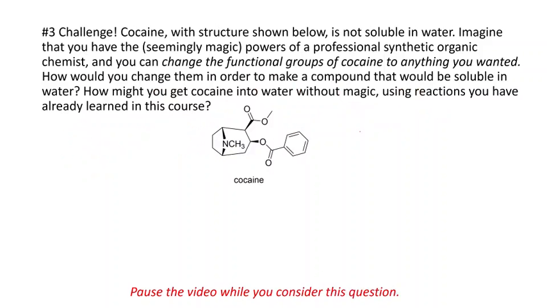Finally, here's a little challenge. Cocaine, with structure shown below, is not soluble in water. Take a look at that. Probably not too surprised, right? I mean, we have a lot of carbons, few oxygens, but no OHs. Imagine that you have the seemingly magic powers of a professional synthetic organic chemist, and you can change the functional groups of cocaine to anything you wanted. How would you change them in order to make a compound that would be soluble in water? How might you get cocaine into water without magic, using reactions you have already learned in this course? Take a look at the structure and give it a try.